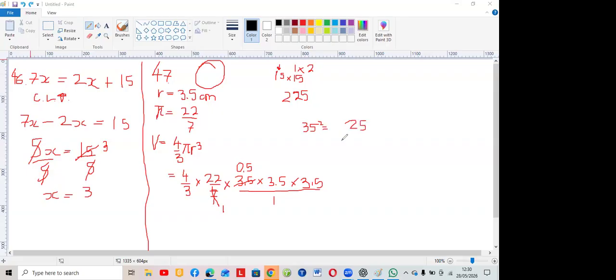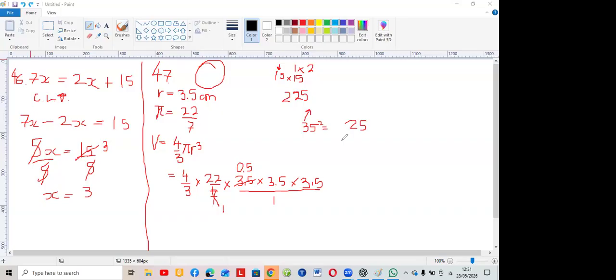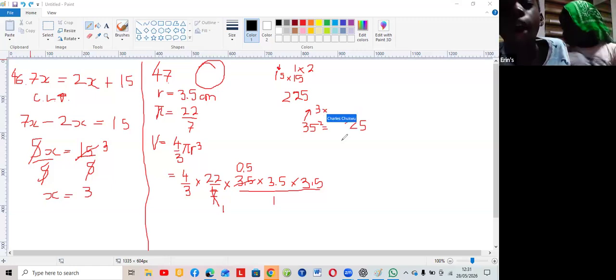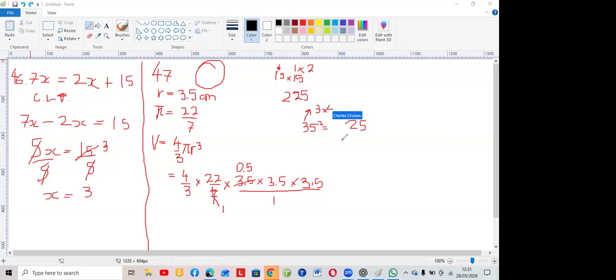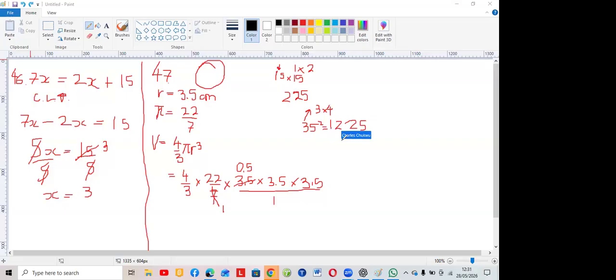So what's the next thing? 3. What's the next number after 3? 3 times 3, 9. What's the next number after 3? Is it not 4? 4. So 4 times 3 is what? 4 times 3 is 12. So that's 1225. Now 3.5 times 3.5, because of the decimal point, how many numbers are after the decimal point altogether? 2. Okay, so that means it's going to be 12.25.